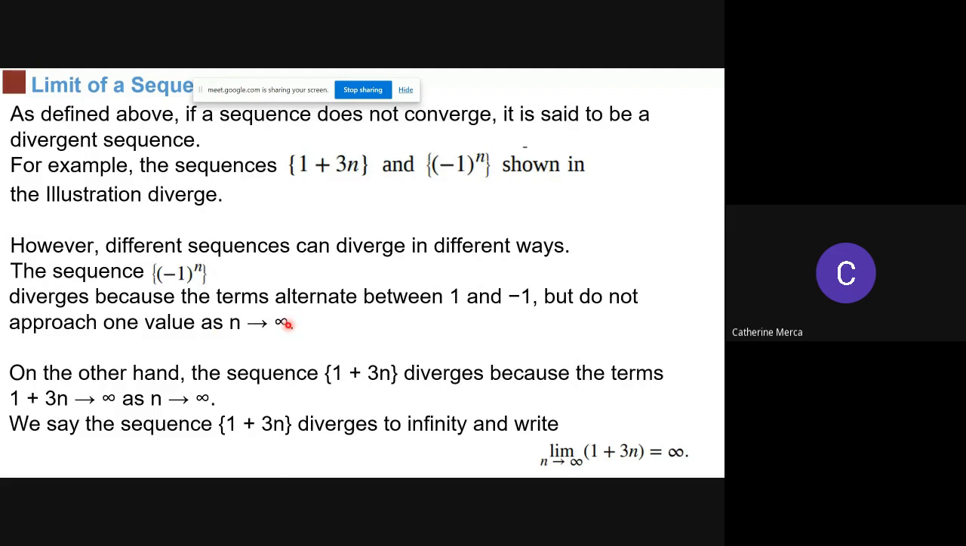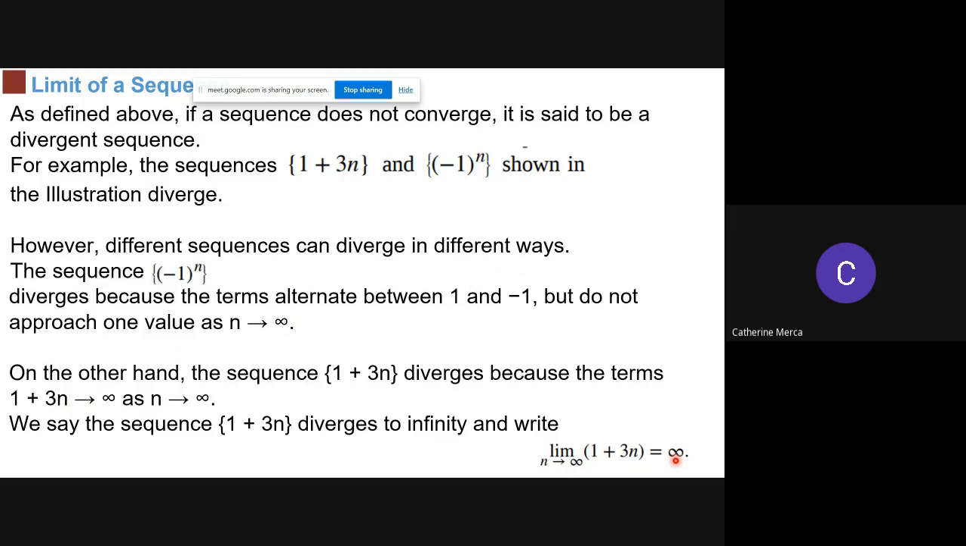So, it just alternates. It has no direction, it stays only between the two values. So, it's actually divergent. On the other hand, the other sequence diverges. Why? Because the terms 1 plus 3n become very, very large. It tends toward infinity as n approaches infinity. So, you write it as the limit of 1 plus 3n as n approaches infinity is equal to infinity.